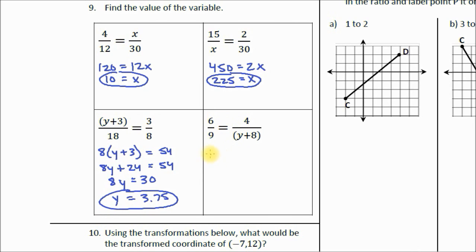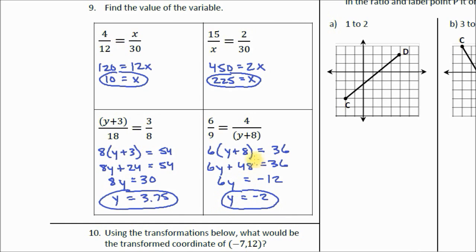And the last one. y plus 8 times 6, I'm going to write it my normal way to distribute. 6 times y plus 8 equals 9 times 4, which is 36. Let's distribute. 6y plus 48 equals 36. Now, when we subtract 48 from both sides, class, you're going to end up with 6y equals negative 12. That's okay. y can be a negative value and still make this a valid proportion. Divide both sides by 6, and you have y equals negative 2.